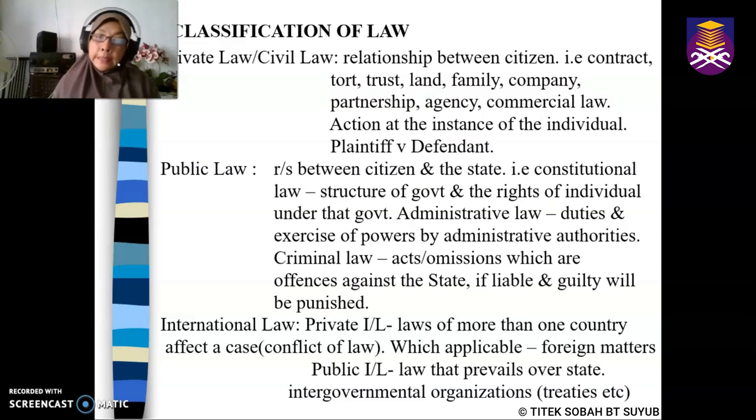Since we did not agree and did not sign any treaties, that is why we do not recognize refugees and we cannot be forced to accept them, because we did not sign that treaty, that agreement, that document. So this is known as public international law because it involves many countries in an organization which is accepted globally. Okay, so let us go on with the next slide.